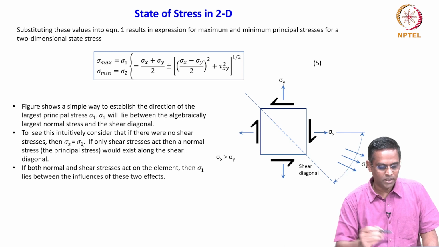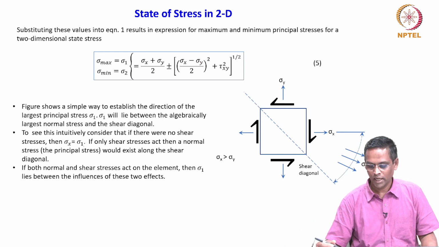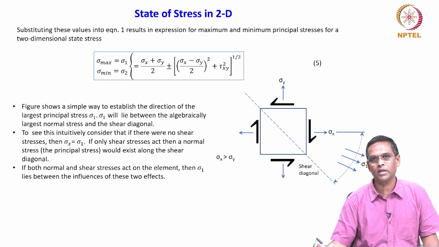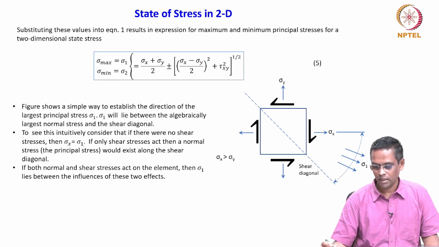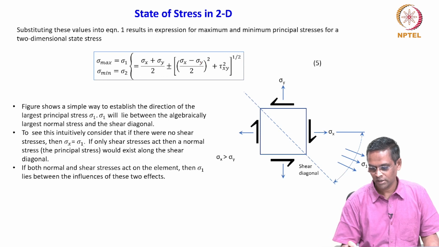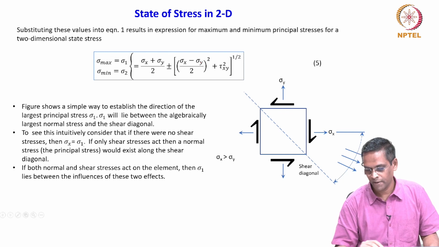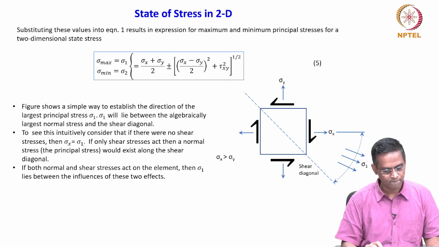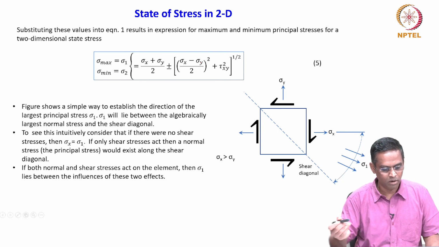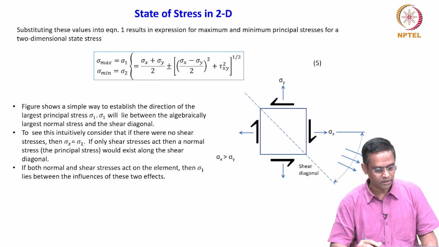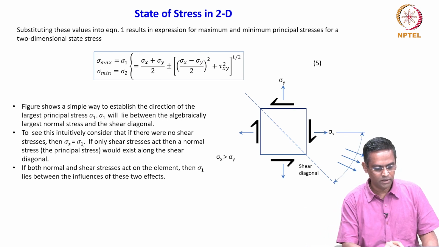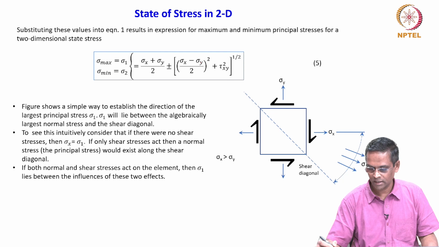If both normal and shear stress act on an element, it has to lie somewhere in between, right. Because it has both components, a normal stress as well as a shear component, somewhere. If it is not pure shear, it is not pure principal stress, but somewhere in between. If both normal and shear stress act on an element, then sigma 1 lies between the influences of these two effects. So, that is the effect I wanted to show in this image.